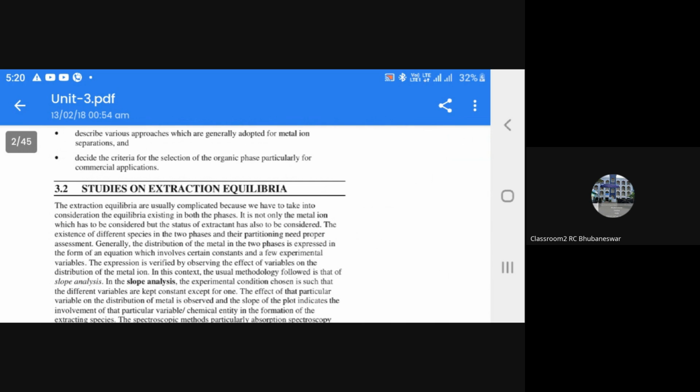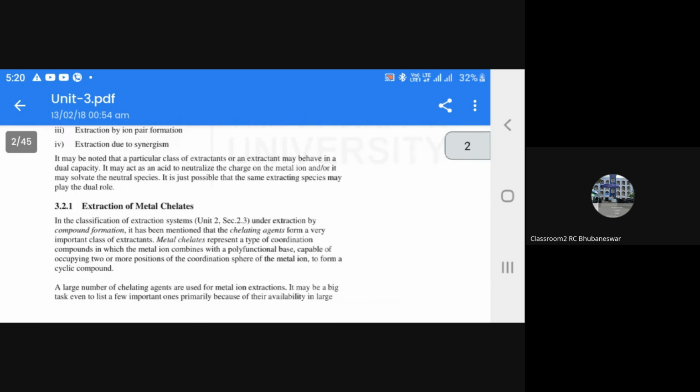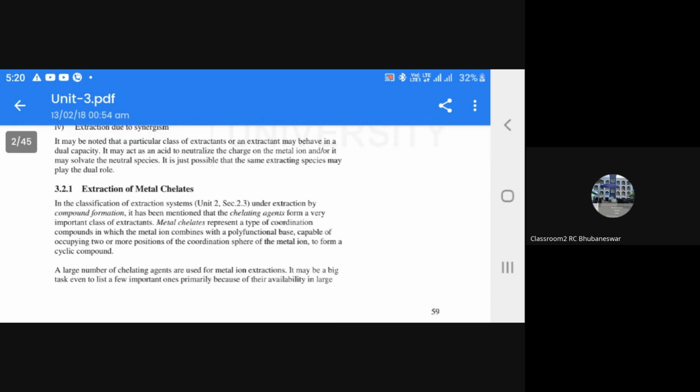So the first part, the extraction of metal chelates. As you know, chelation is when a bidentate or multidentate ligand forms a ring-like structure with a metal. So in the classification of extraction systems, this comes under extraction by compound formation. Compound formation means it will form some complex.